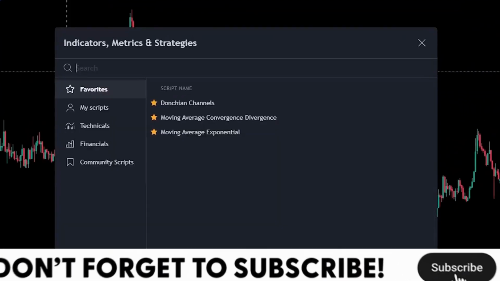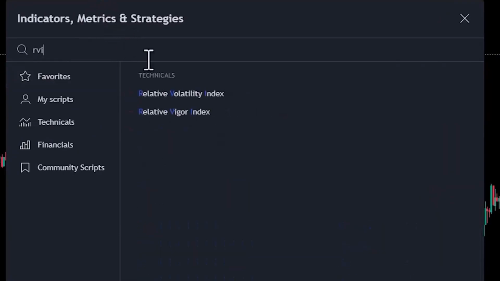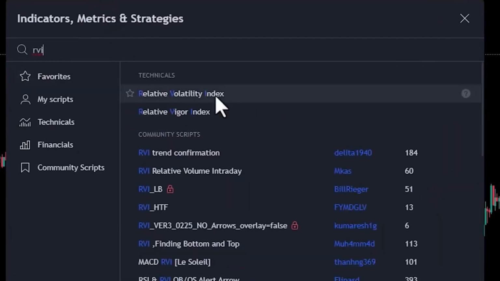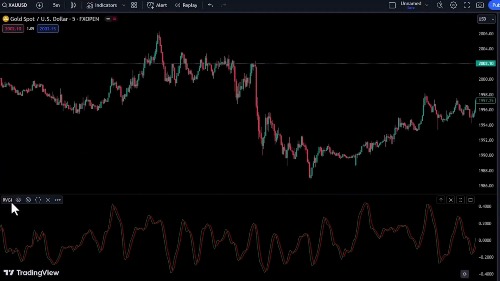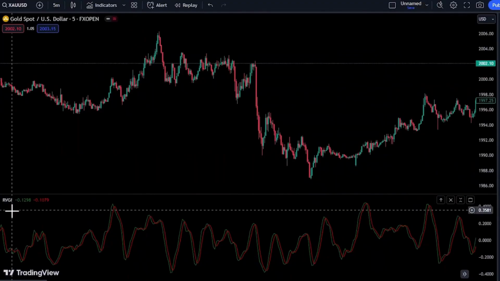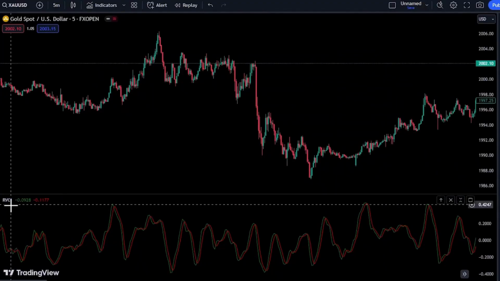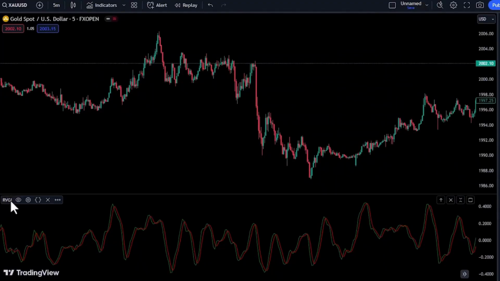So let's add the indicator to the chart. We search for RVI, and TradingView gives us two options. One is the Relative Volatility Index and the other is the Relative Vigor Index. We are interested in the second one, the Vigor Index. When we add this to the chart, don't get confused, because it is listed alongside the Relative Volatility Index, TradingView has added RVGI to the chart under the name RVGI, and we use this.